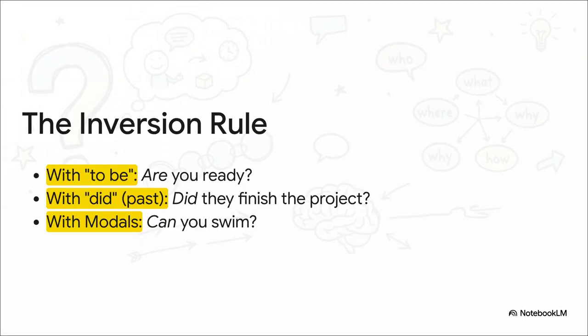And the best part is, this inversion rule is super consistent. If your main verb is to be, it just moves to the front. "Are you ready?" If you're asking about the past, you use did. "Did they finish?" And for modal verbs like can or will, guess what? They also jump to the front. "Can you swim?" It's the same pattern over and over, just with different helpers.